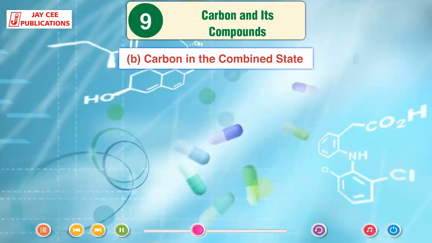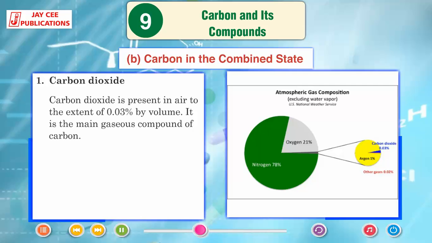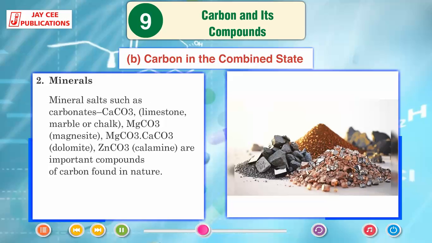Carbon in the combined state. In the combined state, carbon compounds exist in the following forms. Carbon dioxide. Carbon dioxide is present in air to the extent of 0.03% by volume. It is the main gaseous compound of carbon. Minerals. Mineral salts such as carbonates, CaCO3, limestone, marble or chalk, MgCO3, magnesite, MgCO3.CaCO3, dolomite, ZnCO3, calamine are important compounds of carbon found in nature.